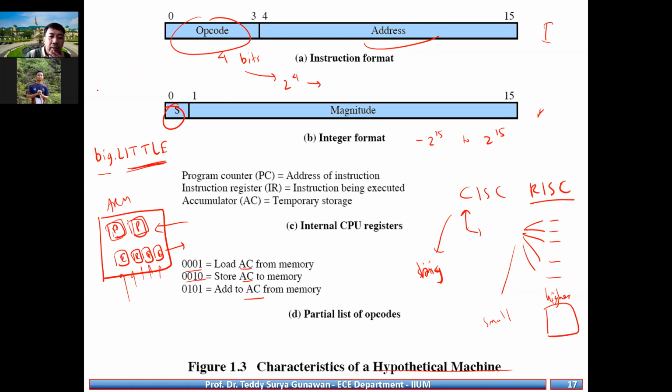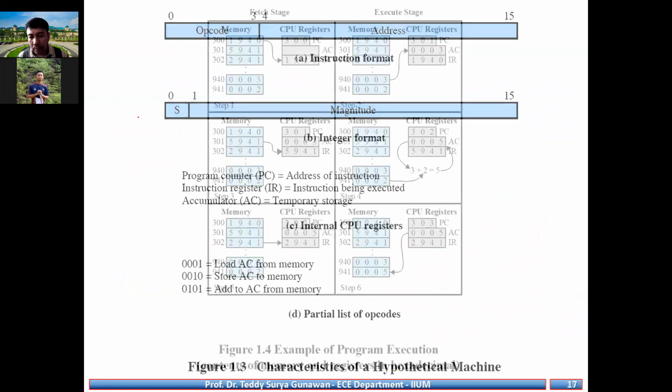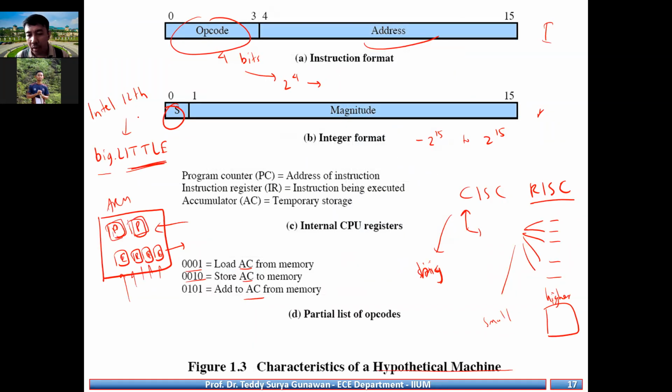And the Intel Gen 12, the 12th generation, will be released, I think, in November. It will use this big.LITTLE architecture. You can learn more about this one. I'll give you an assignment on it later.